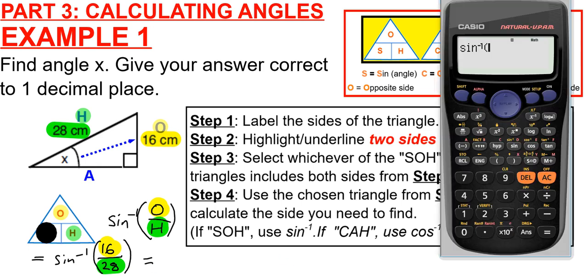So sin minus 1, you want it as a fraction, so I'd suggest personally typing in your fraction button. Put O on top, which is 16, H on the bottom, which is 28. Press equals, and we get 34.8499, and so on. So the actual angle to one decimal place is 34.8.